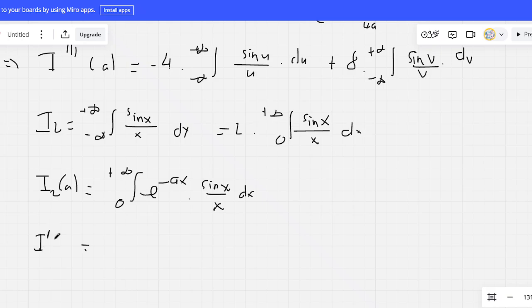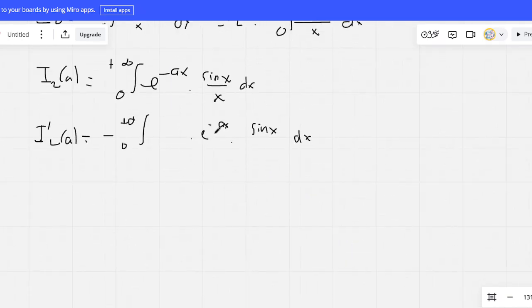Now let's differentiate both sides with respect to a. We will get the integral from 0 to positive infinity of minus x times e to the minus ax. Remember, this is with respect to a, not x, by the way. Times sine of x over x dx. See that these two x cancel out, so we're quickly going to remove them. We're also going to move the minus sign to the outside, and we get this lovely integral.